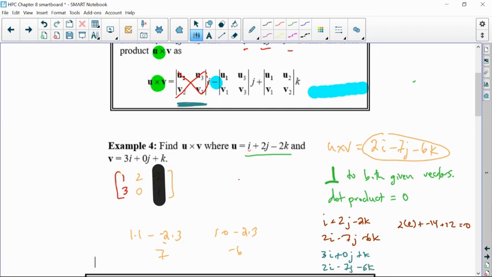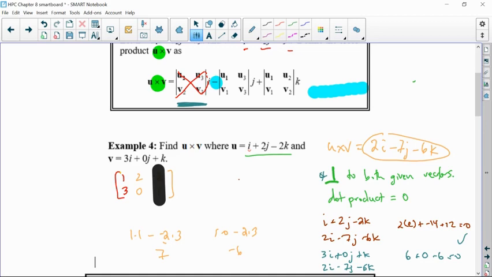And if I multiply those, so 3 times 2 is 6, 0 times negative 7 is 0, and then 1 times negative 6 is negative 6. So yeah, it works out. So that's a huge application. It's perpendicular to both given vectors.